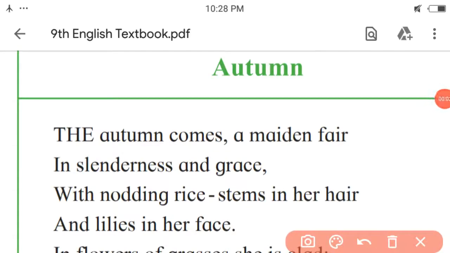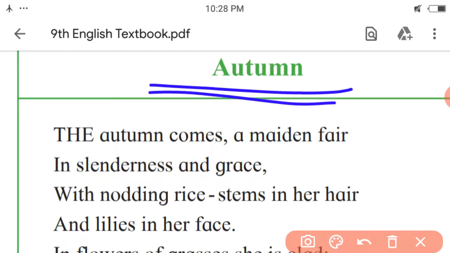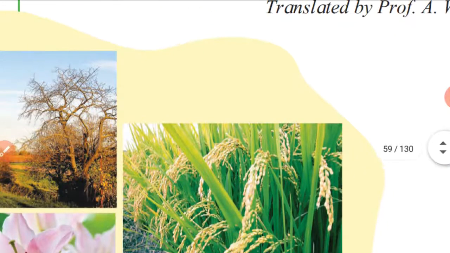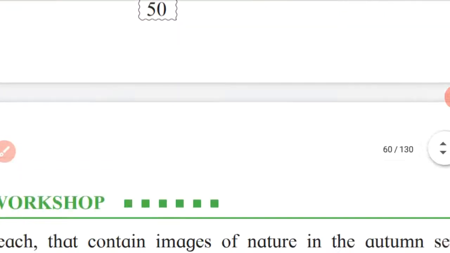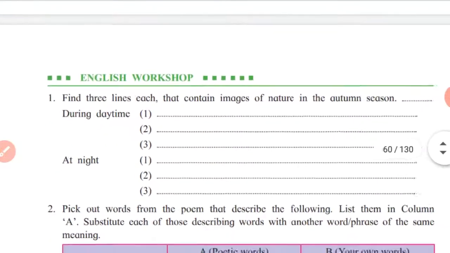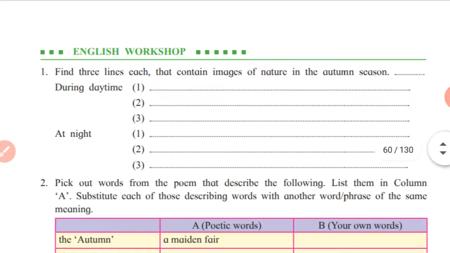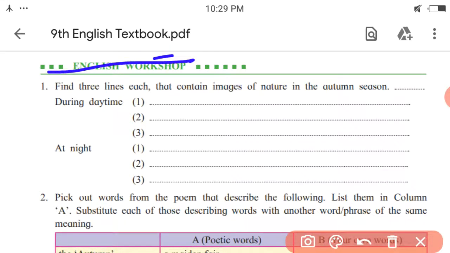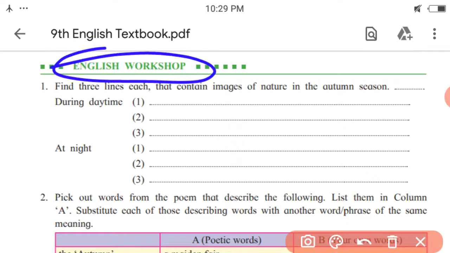Dear scholars, through the previous video, you might have understood the explanation of the poem Autumn. Now, through this video, let us see what activities are given in English workshop based on this poem. Here is the first activity.